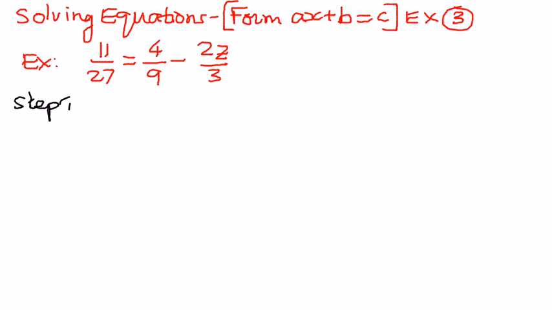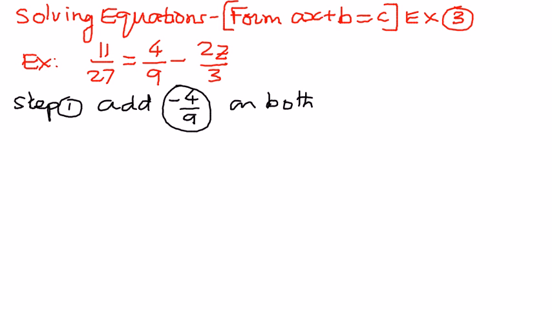Step number 1. Since we have 4 over 9 on the left hand side of the equation, we're going to subtract 4 over 9 on both sides. We can either say subtract 4 over 9 on both sides, or we're going to add negative 4 over 9 on both sides of the equation. Both ways of saying it are correct.